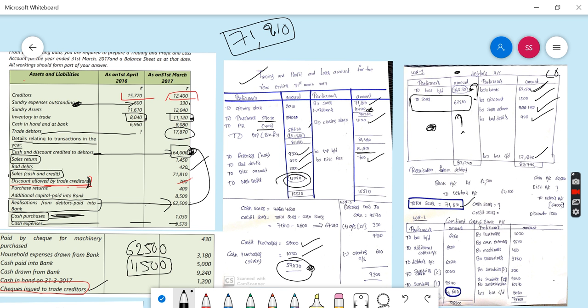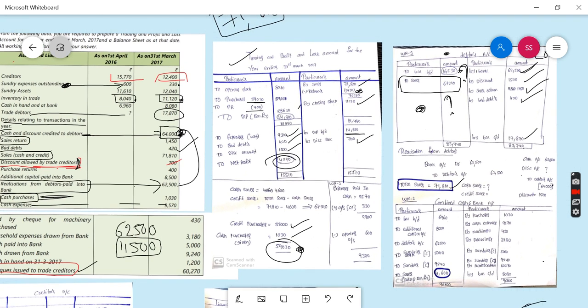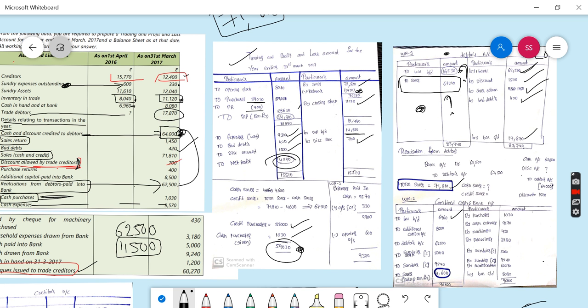Okay. So to find out how much is cash sales, obviously when you make a cash sale, you will record cash account debit to sales account, right? So let's prepare the combined cash and bank account. We'll get some idea. In that, sales will be there. First look from the beginning. Creditors, nothing related to our cash book. Sundry expenses outstanding, not related. Sundry assets, no. Cash in hand and bank. So opening balance and as well as closing balance. Opening and then closing. 8080 will be the closing.